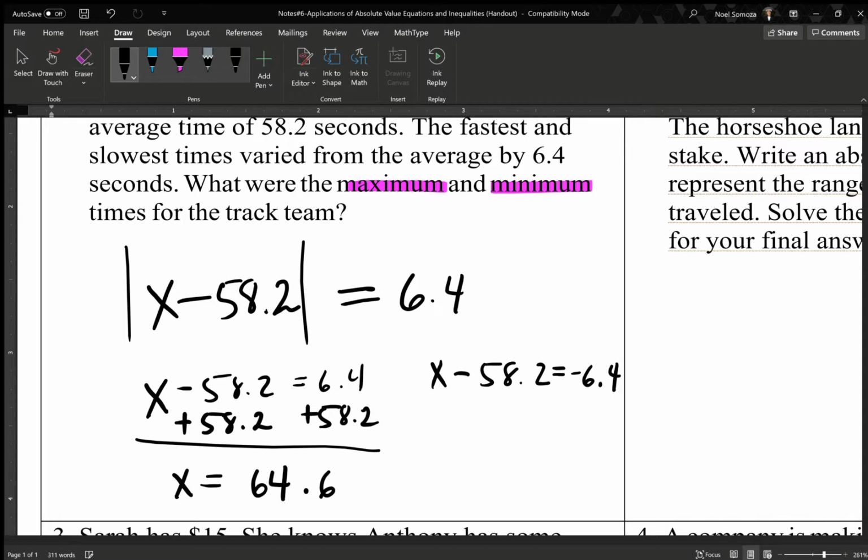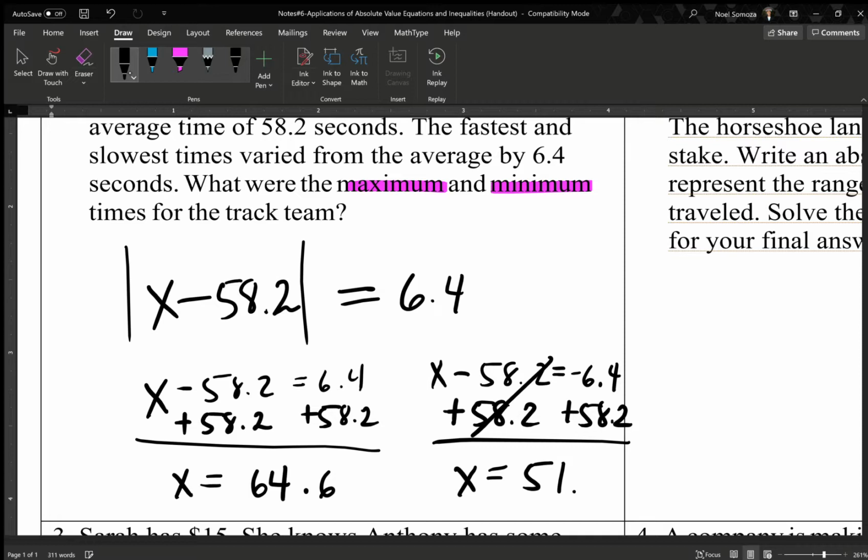And then in the other case, we still add the 58.2. And X equals, in this case, you just take 58.2, subtract 6.4. That's going to be 51.8. Yes? Is that what you guys got?